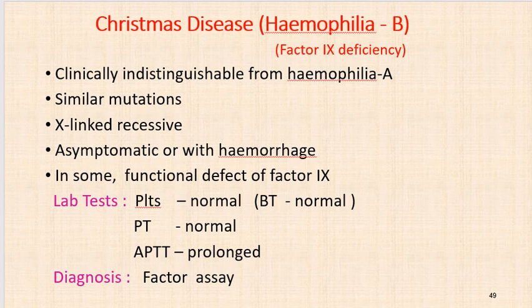The lab tests in this condition show the platelets are normal, the bleeding time is normal, prothrombin time is normal, but the activated partial thromboplastin time will be prolonged. That is, the defect is in the intrinsic pathway. The diagnosis of Christmas disease is done by evaluation of the factor involved, that is the factor 9, coagulation factor 9.